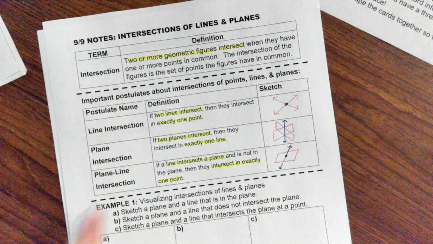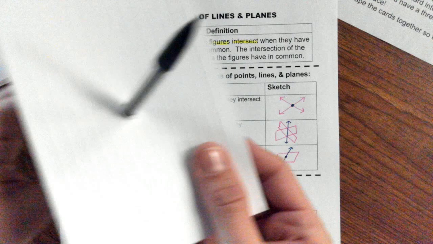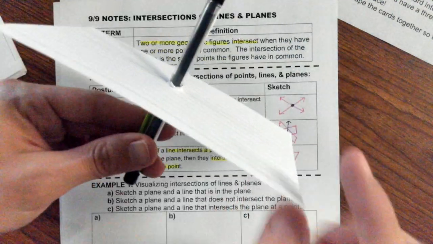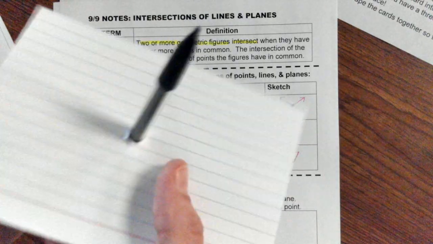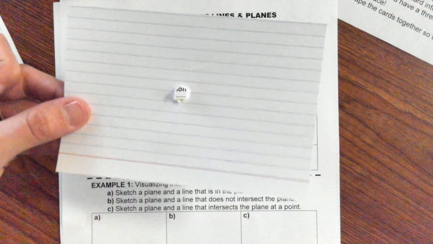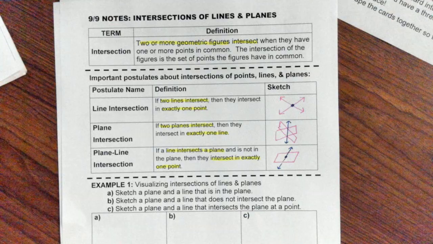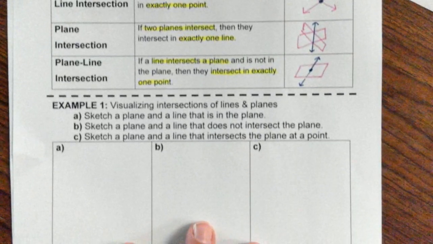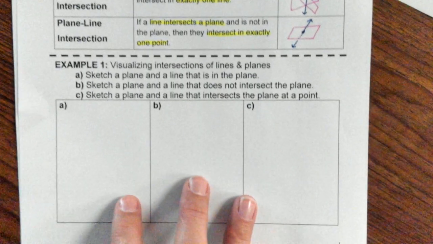With your plane-line intersection, this is like if you just stab a pencil through a piece of paper. Whenever you have that line going through this plane, when you take it out, you see right there that point where it intersects. So, going a little bit further into it, we're going to go ahead and sketch a few things.